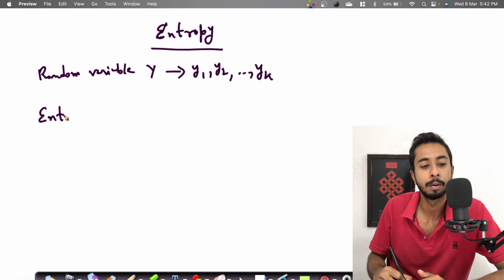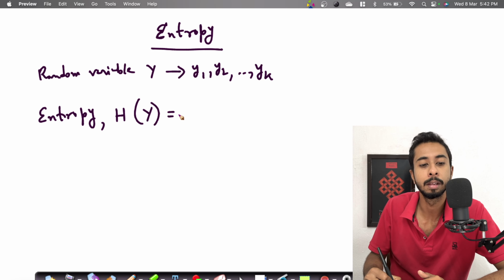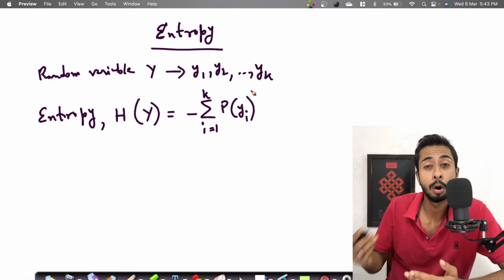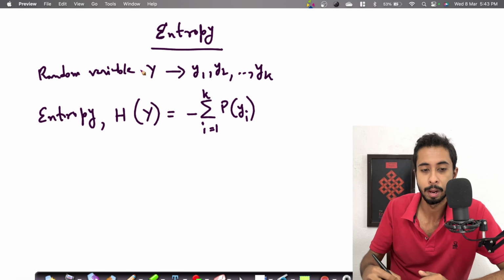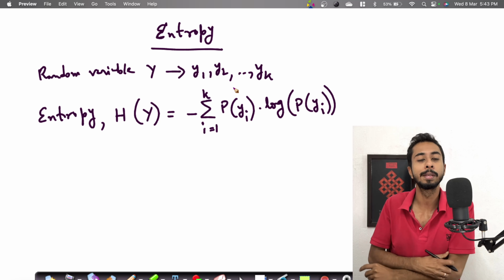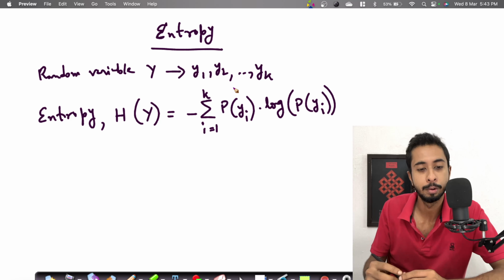is defined like this. Entropy is defined by H of the random variable y. It is equal to a negative sign followed by the summation of i equals 1 to k, that is all the classes, of the probability of yi, multiplied by log of probability of yi. Okay, so this is the formula for entropy.